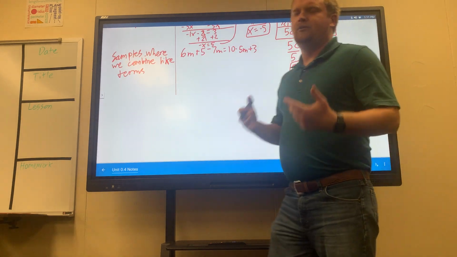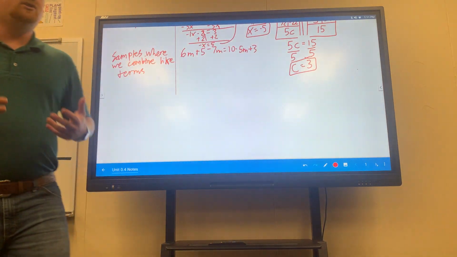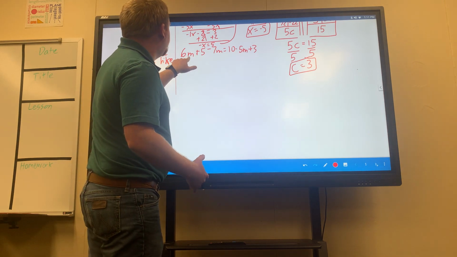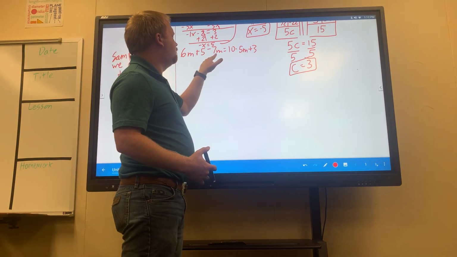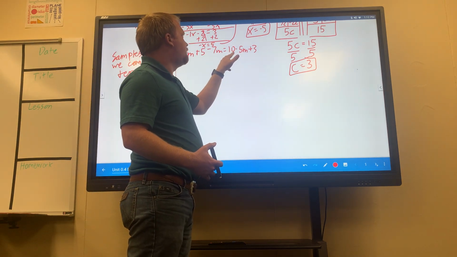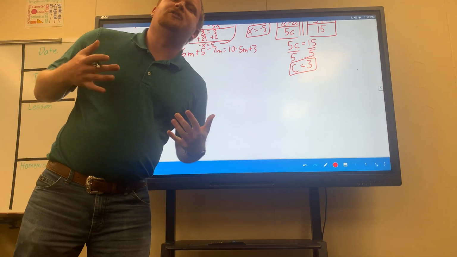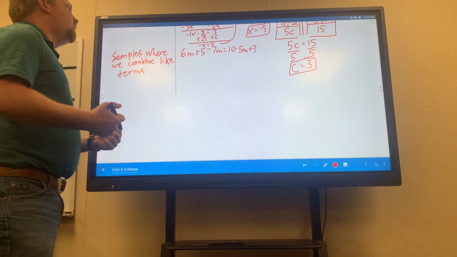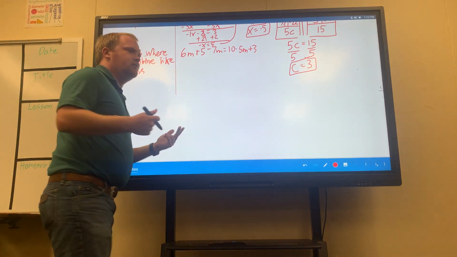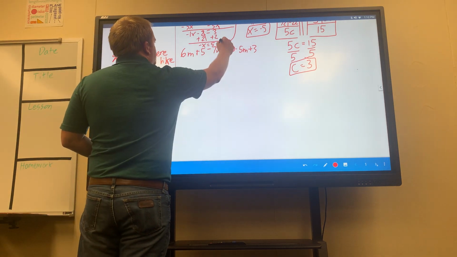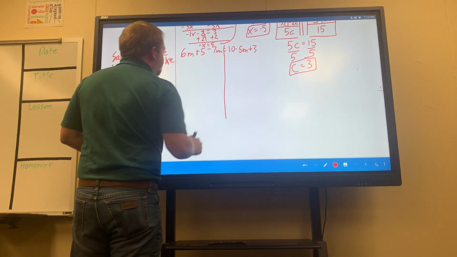Next, we're going to be talking about equations where we have to combine like terms. So for example, 6m plus 5 minus 7m equals 10 minus 5m plus 3. Now, there's a lot of combining like terms, but if you notice, we're going to combine like terms twice, okay? So I'm just going to draw a line so we can separate.